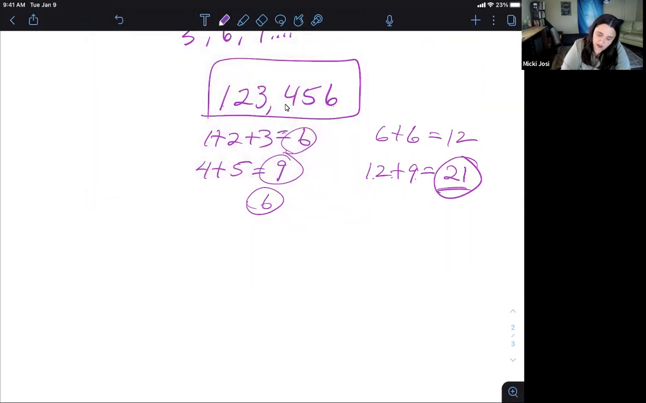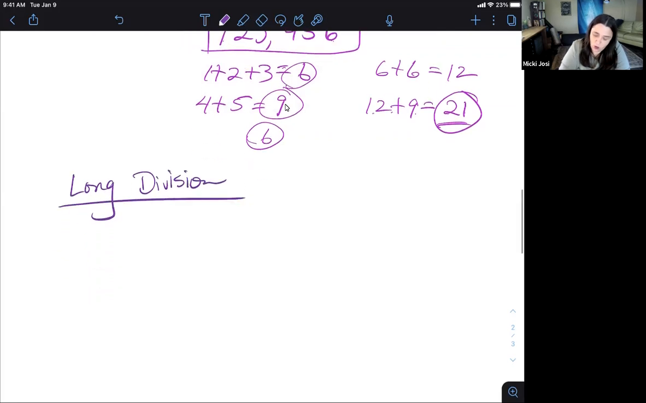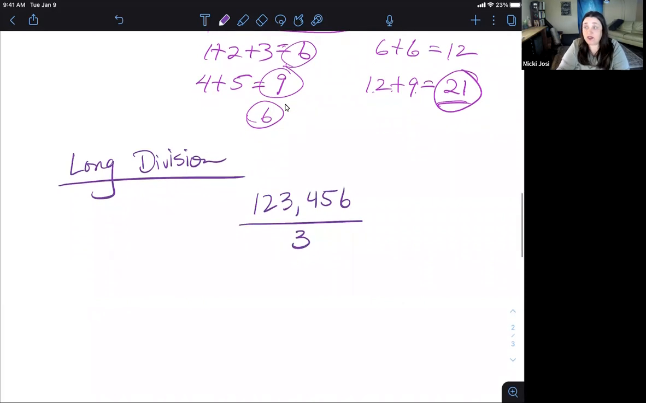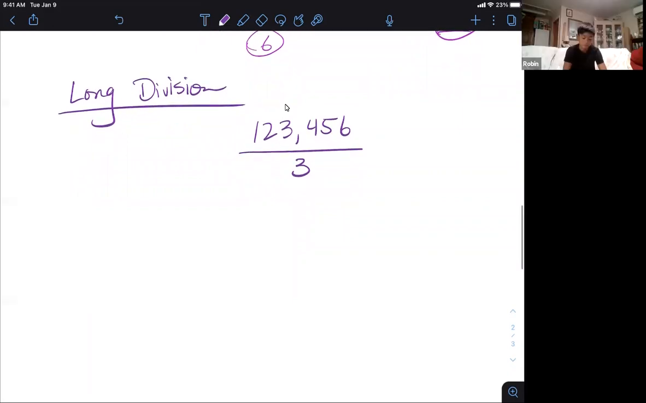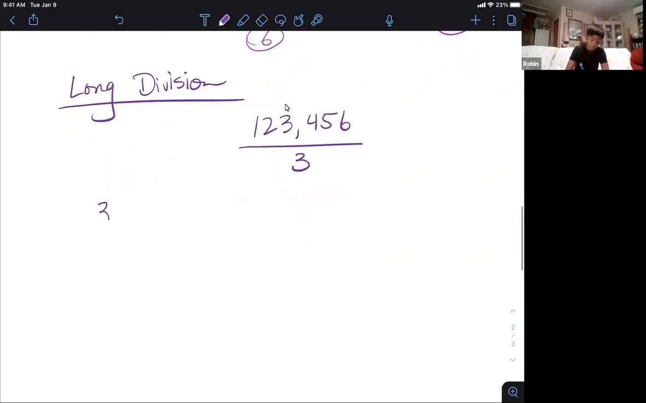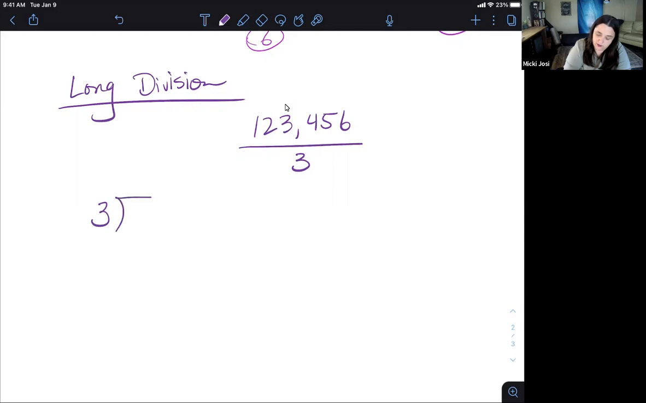Okay, I'm going to get a different color. So for long division, we're going to take 123,456 and divide it by 3. And remember that fraction bar is a division problem. The way we set up long division is we put the 3 out front and divide it into 123,456.